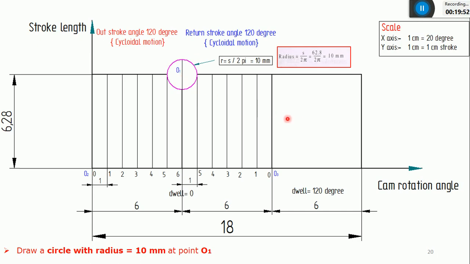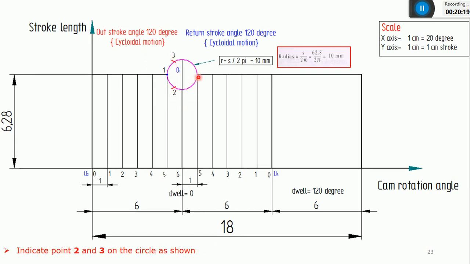After that, I need to divide this circle into 6 equal parts. First I'll take this as a reference point, point 1, and with a radius of 1 centimeter, I'll draw one arc here using a compass. Just draw one arc above and one arc below. It will intersect the circle at 2 points, which I can consider as point 2 and point 3.